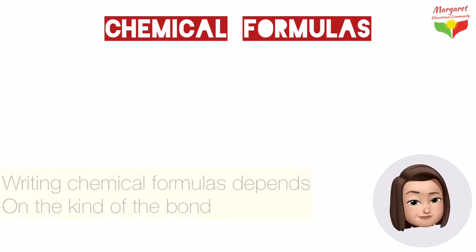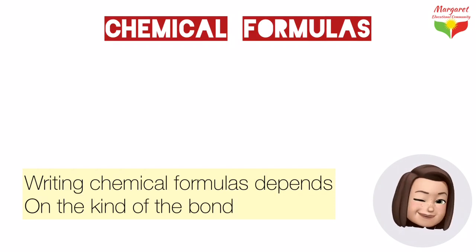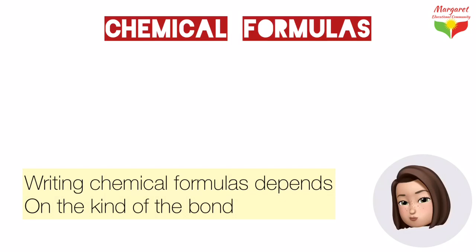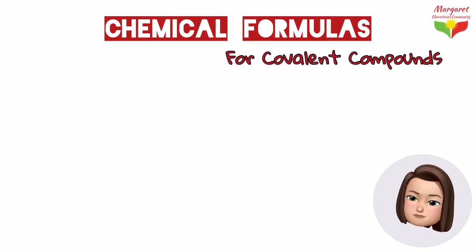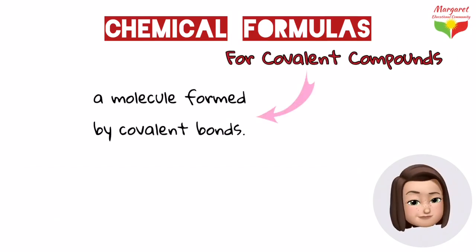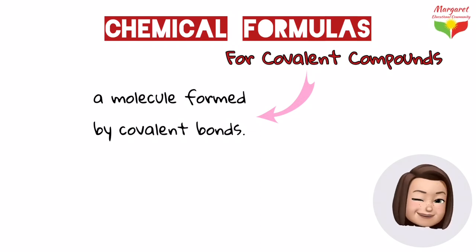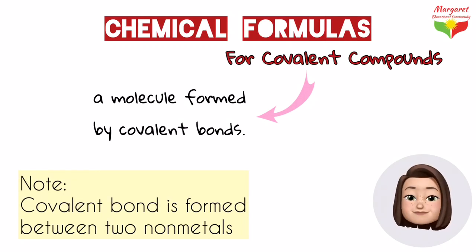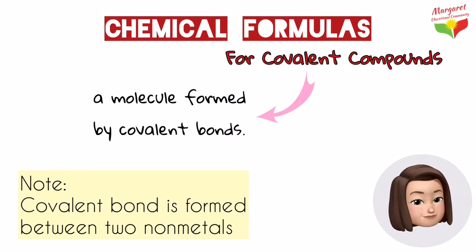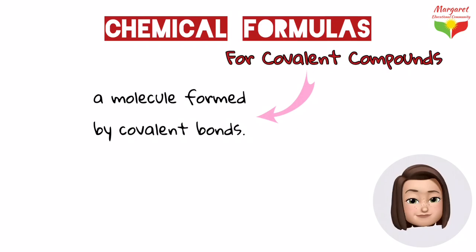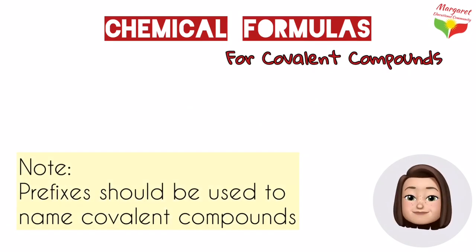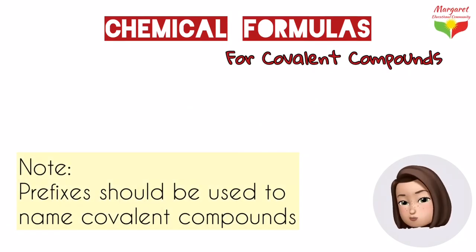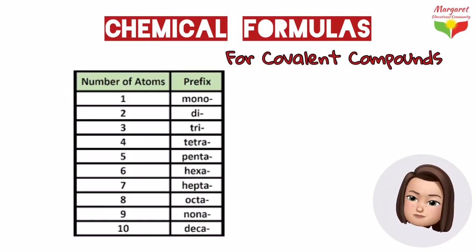Now, writing a chemical formula differs depending on the bonding, like covalent bond, ionic bond, and so on. The covalent compounds are the ones that have elements joined by a covalent bond. The bond is formed between 2 nonmetals, so that's why covalent compounds contain 2 nonmetals. To name the covalent compounds, we use prefixes, just like in this table. This is very important. You need to remember this.